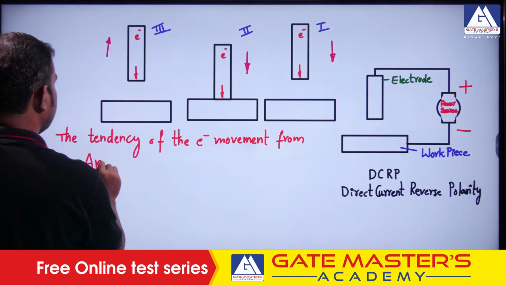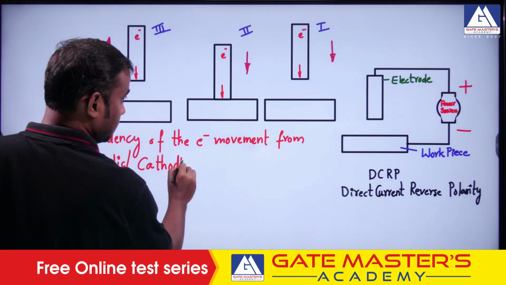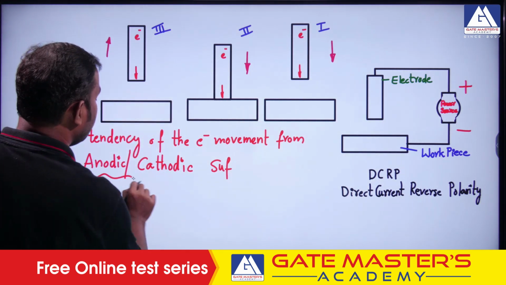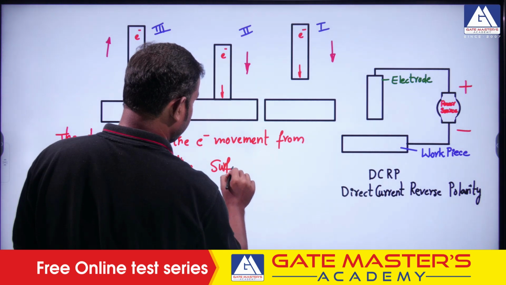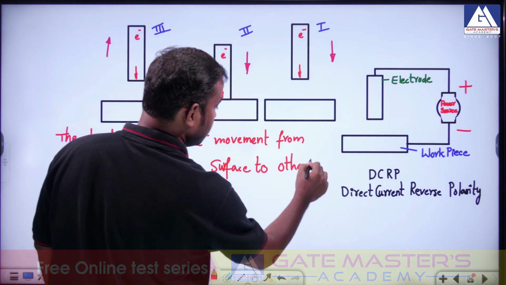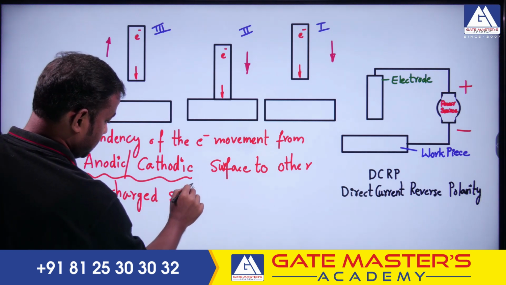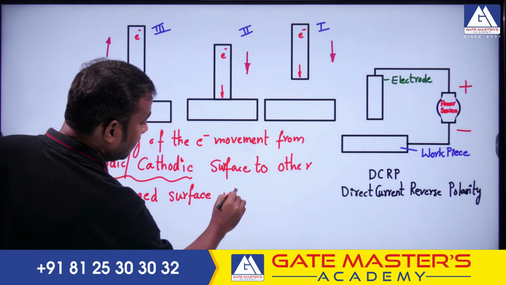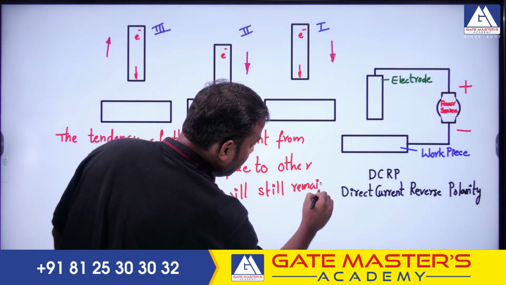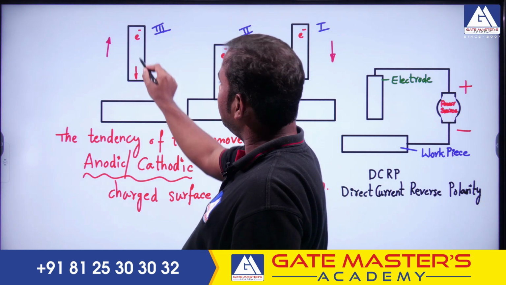So this is going to be the anodic surface or cathodic surface. It can be any case, okay, cathodic surface or anodic surface, from one surface to another charged surface. That will still remain. That's where the problem is, okay. So that will still remain.